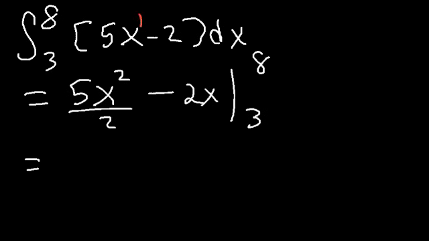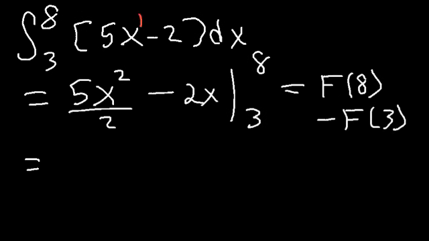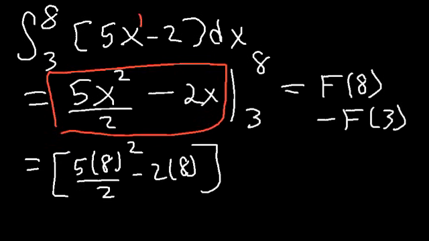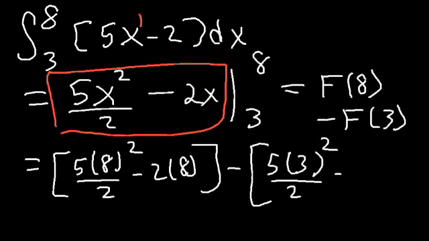So now let's find f of 8 minus f of 3. So f of x is 5x squared over 2 minus 2x. So let's plug in 8 into the function. So it's 5 times 8 squared divided by 2 minus 2 times 8. So that's f of 8. And then minus f of 3, which is 5 times 3 squared over 2 minus 2 times 3.